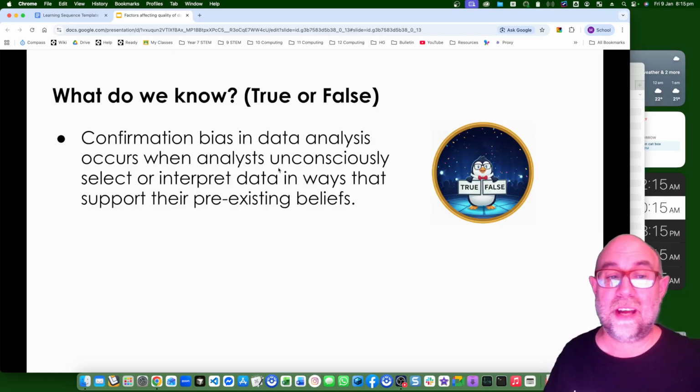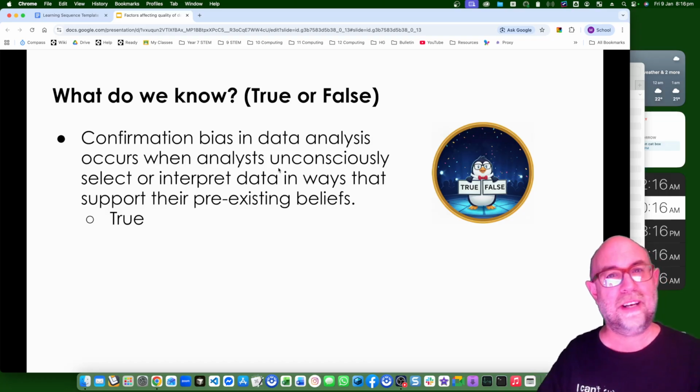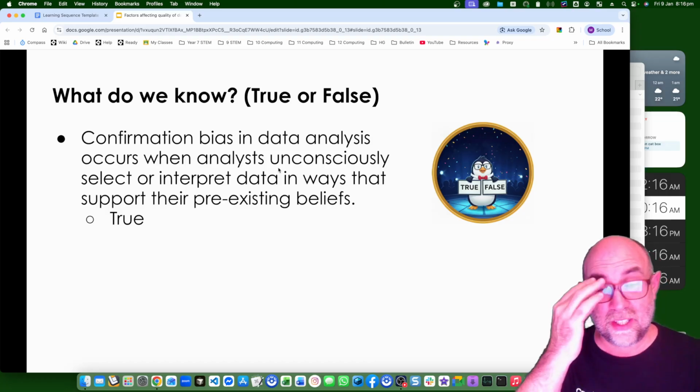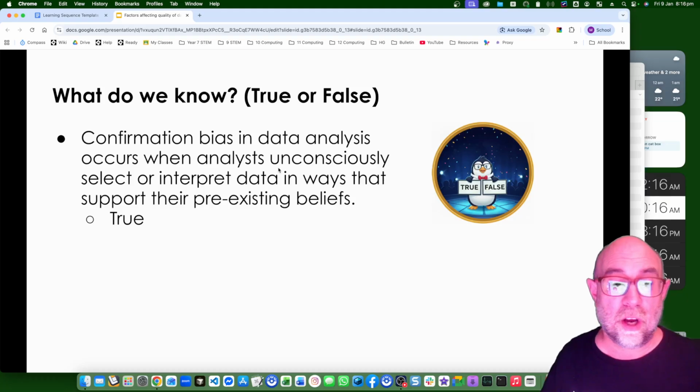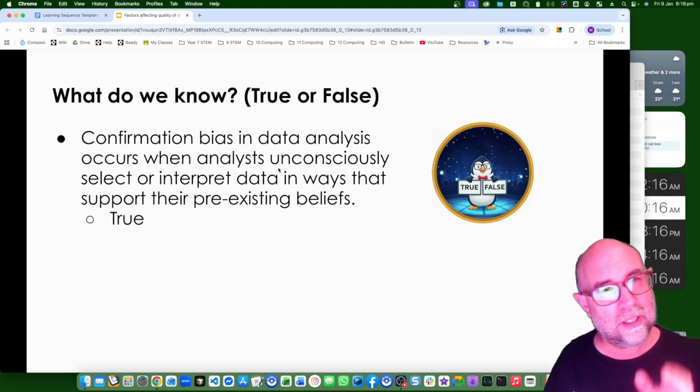Confirmation bias in data analysis occurs when analysts unconsciously select or interpret data in ways that support their pre-existing beliefs. Yeah, that's 100% what that means. And by the way, nobody's setting out to do confirmation bias. Confirmation bias is, by definition, something we do without realising that we're doing it. Nobody's setting out to do it, but this is where it's important to rigorously look at it and socialise it with other people, so that they can say, oh, hang on, are we really capturing the truth of it here?